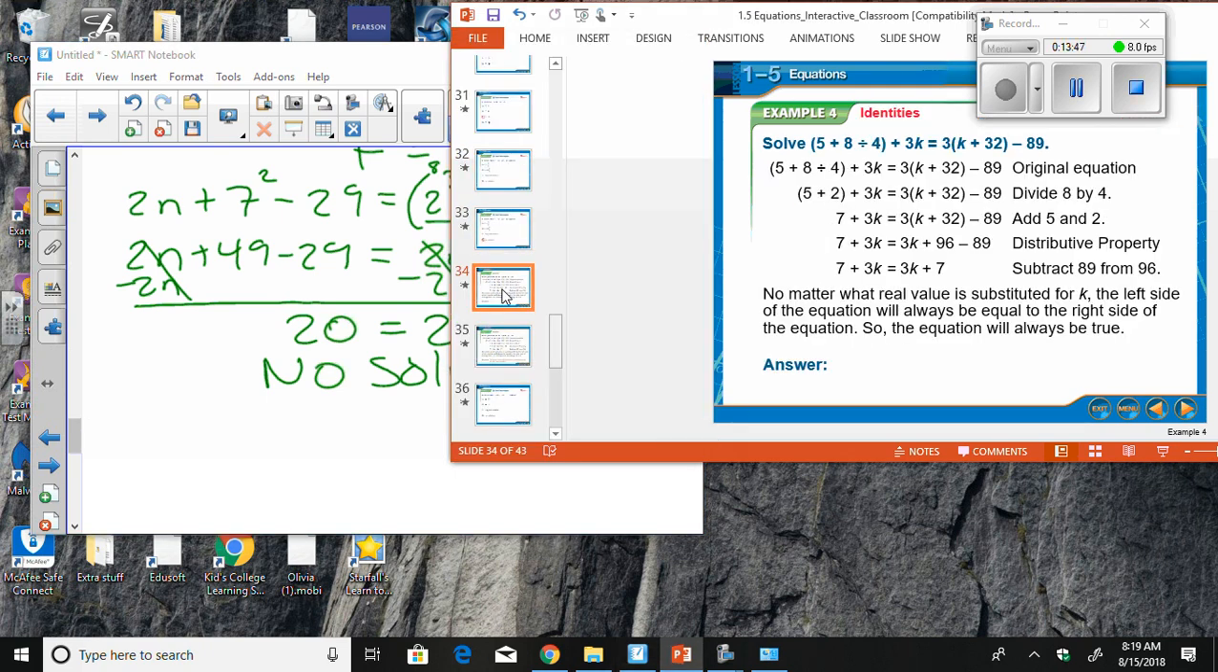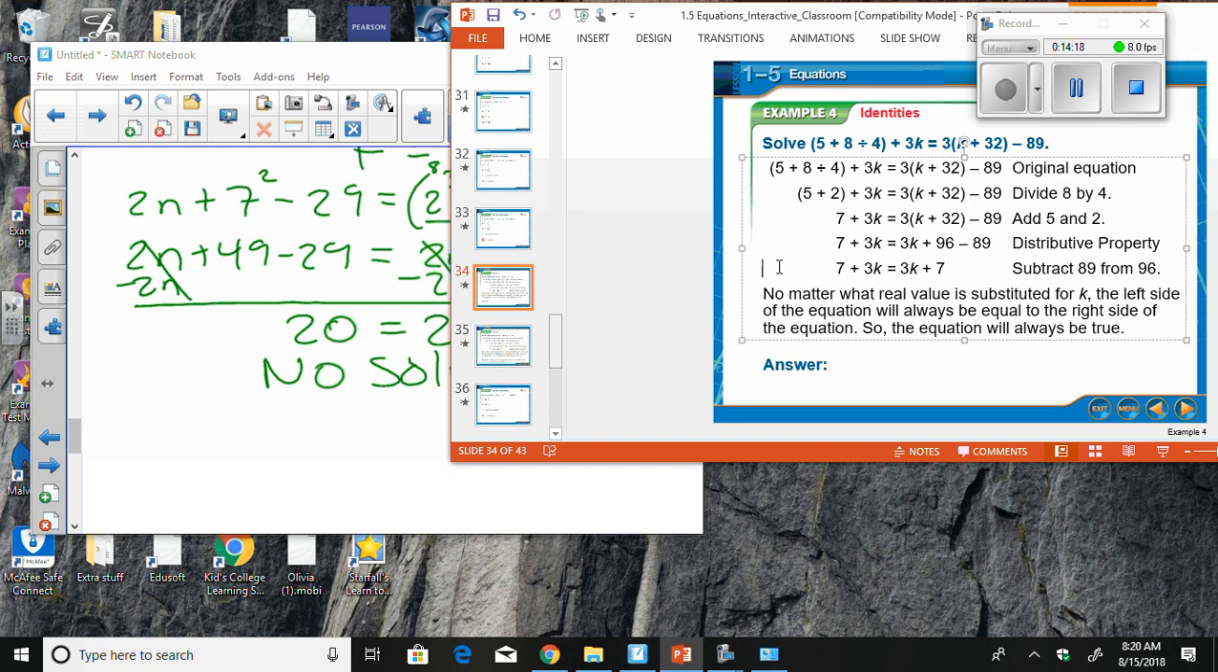What do we have here? Identities. So we have our original equation. We divided 8 by 4, so on this first line, get down to 2. We added 5 to 2, so we use substitution here to get to this line. And then we distributed the 3, so now we have 3k plus 96. And then we subtracted 89 from 96. So we end up with 7 plus 3k is equal to 3k plus 7.